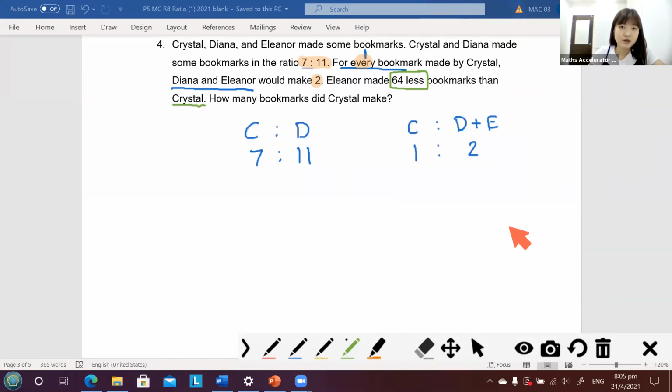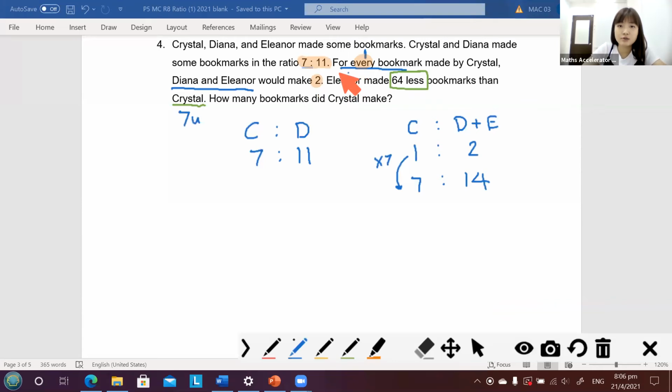7. Okay, so you have to make the repeated identity equivalent. Right, the Crystal here is 7, but Crystal here is 1. Cannot be, right? It's the same person. So you must make it the same. So let's times 7 here to make it the same. So 1 times 7, 7. 2 times 7, 14. Now, Crystal, we know 7 units.